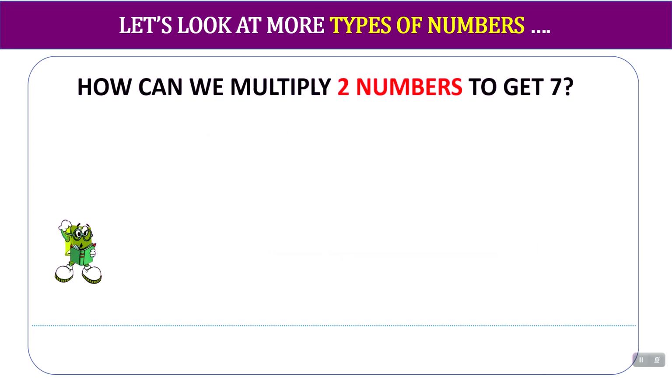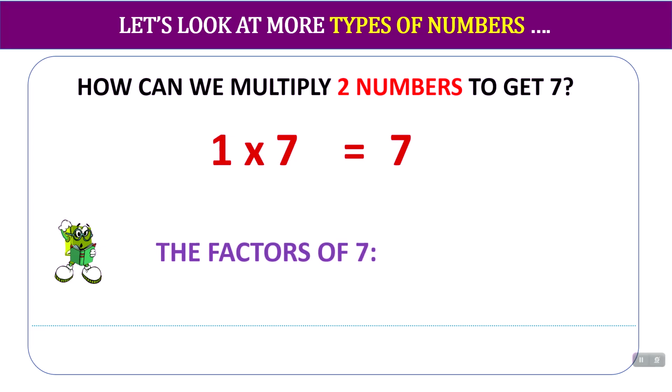Now let's look at how we can multiply two numbers together to get the number 7. If we think about it, there aren't very many ways that we know. We know that 1 times 7 is 7. And if we try to think of another way to multiply two numbers to get 7, we can't figure it out. That's because there is no other way. The factors of 7 then are the numbers that we multiply together to give us 7, and they are 1 and 7.